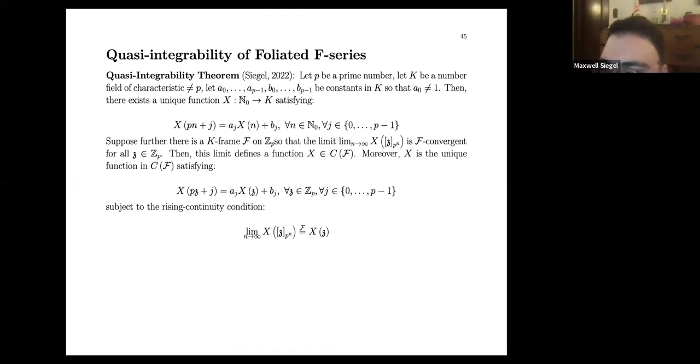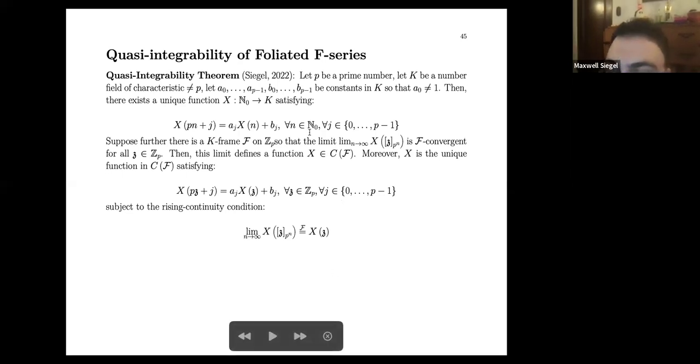One of the main results of my dissertation was the following. Let P be a prime number, let K be a global field of characteristic not equal to P, let AJ and BJ be constants in K, with none of the H's being 0. Then there exists a unique function X from N0 to K satisfying the following system of functional equations. Suppose further there is a K-frame F on Zp, so that this limit is F-convergent for all z in Zp. Then the limit defines a compatible function with our frame, and moreover, X is the unique compatible function satisfying this functional equation subject to this rising continuity condition.